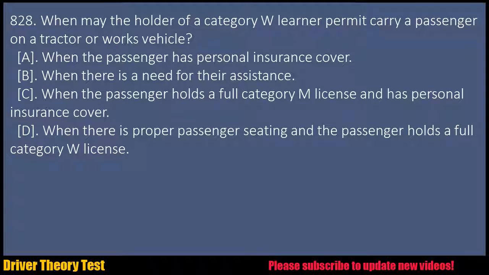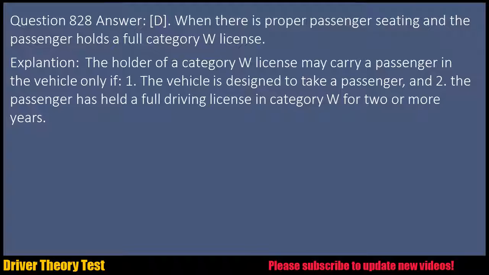Question 828. When may the holder of a Category W learner permit carry a passenger on a tractor or works vehicle? A. When the passenger has personal insurance cover. B. When there is a need for their assistance. C. When the passenger holds a full Category M license and has personal insurance cover. D. When there is proper passenger seating and the passenger holds a full Category W license. Question 828. Answer: D. When there is proper passenger seating and the passenger holds a full Category W license. Explanation: the holder of a Category W license may carry a passenger in the vehicle only if: 1. The vehicle is designed to take a passenger, and 2. The passenger has held a full driving license in Category W for 2 or more years.